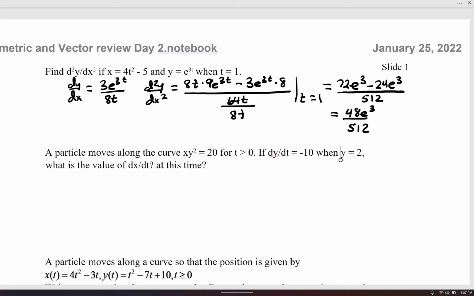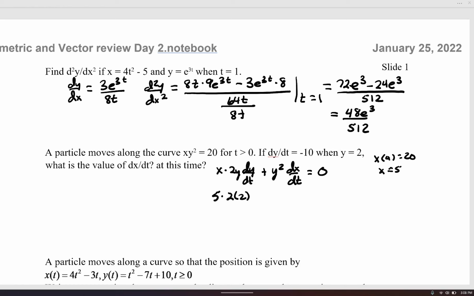A particle moves along the curve for t greater than 0. If dy/dt is equal to negative 10 when y equals 2, what is the value of dx/dt at this time? So first times the derivative of the second with respect to t, plus the second times the derivative of the first with respect to t, equals 0. So do we know x? No, we know y. We don't know x. So x times 4 is equal to 20. x is equal to 5. So we have 5 times 2 times 2.